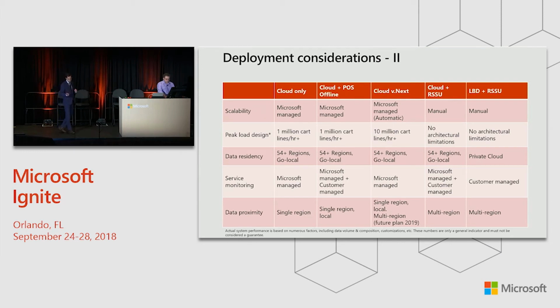Data proximity, right now it's single region in the cloud for cloud only. For cloud plus offline, single region in the cloud, but if you run offline, you also get local data access. For Cloud vNext, we're going to, like I mentioned, have data available across multiple geos. And then Cloud plus RSSU, LBD plus RSSU, you can kind of get proximity to wherever you deploy your RSSU.